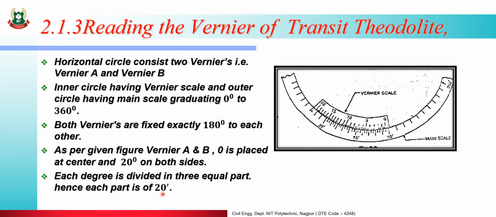In the compass we learned 1 degree is divided into two parts, so one part is equal to 30 minutes. So the compass has a least count of 30 minutes, but in the theodolite 1 degree is divided into three parts, so one part is 20 minutes. So the least count of the theodolite is 20 minutes. The least count of both verniers is 20 minutes.